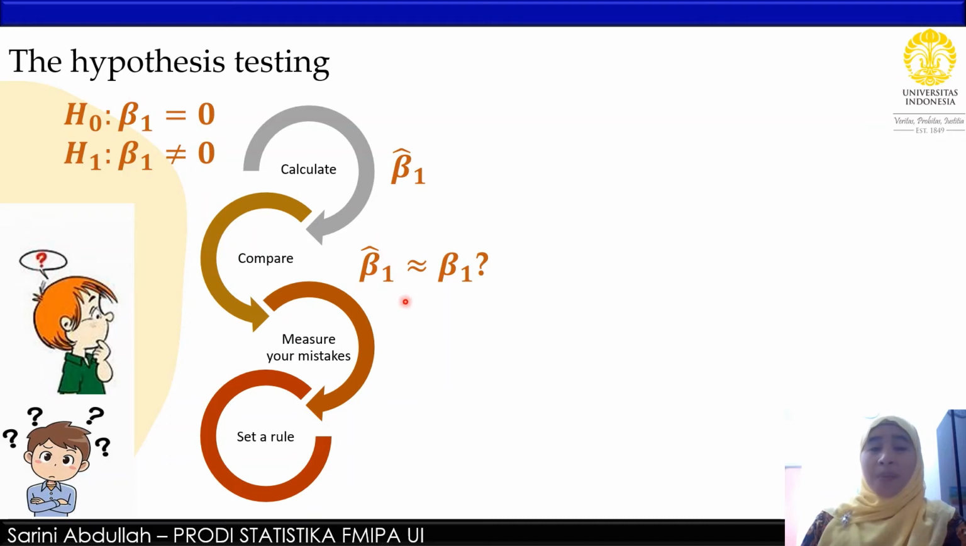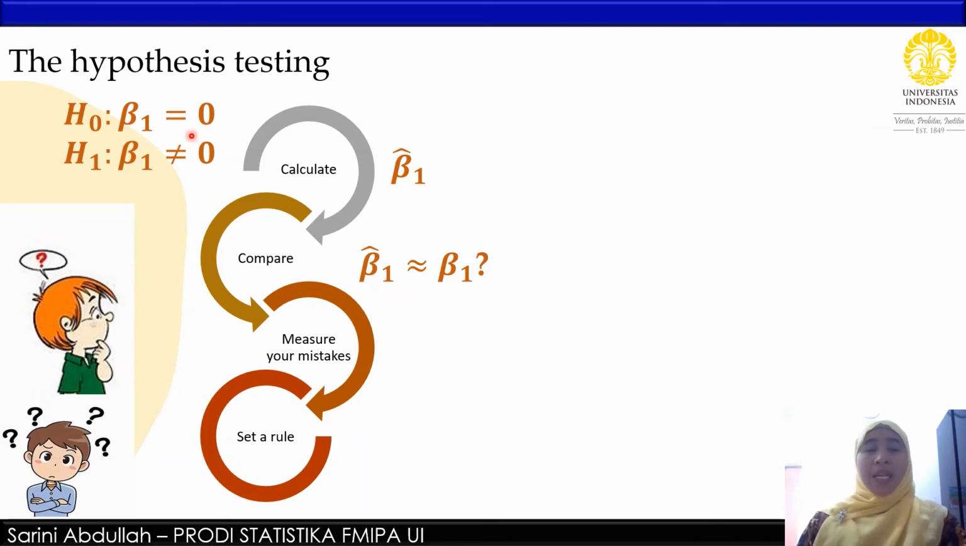So we need to compare whether the one that you get from data is close enough to the one that you are going to test. Okay, so if beta 1 cap is close enough with beta 1, then we can say that your data supports the null hypothesis, which means that you can conclude that the null hypothesis is the one that is correct. But if the beta 1 cap is not close enough with the beta 1, you can say that your data is not supporting the null hypothesis. In that case, you need to reject the null hypothesis.